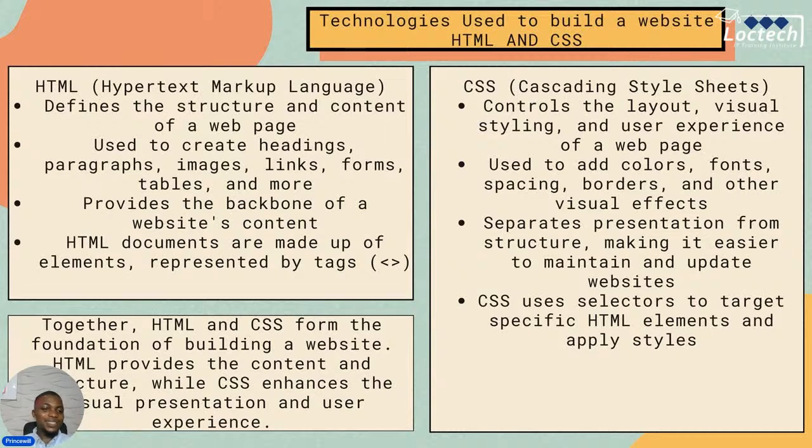Now, CSS stands for Cascading Style Sheets, right? Cascading Style Sheets. Now, what does it do? It controls the layout, visual styling, and user experience of a web page. It's used to add colors, fonts, spacing, borders, and other visual effects, right?